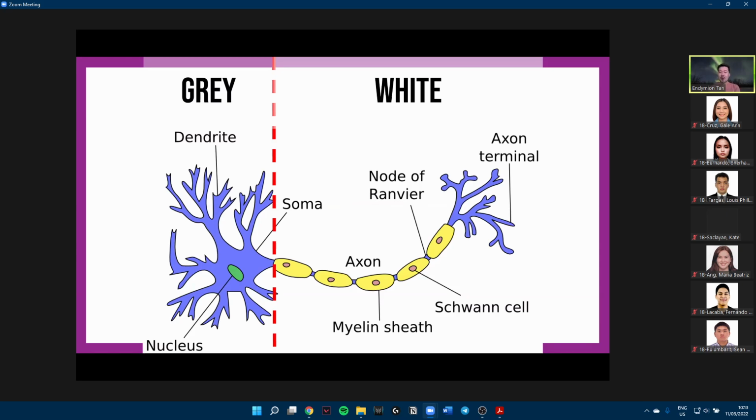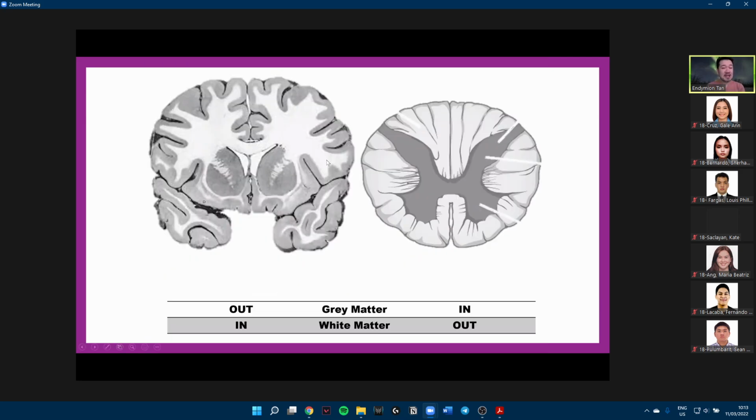Gray matter, white matter. So pag paulit-ulit, important siya. In the brain, the gray matter is located outside, while white matter is located inside the brain. Outside is the gray, inside is the white. As compared to the spinal cord, the gray matter is located inside, while the white matter is located outside. So in the brain, gray matter is outside, white matter is inside. In the spinal cord, white matter is outside, gray matter is inside.